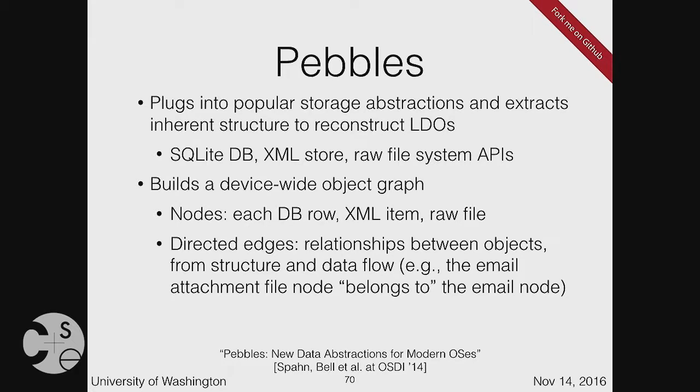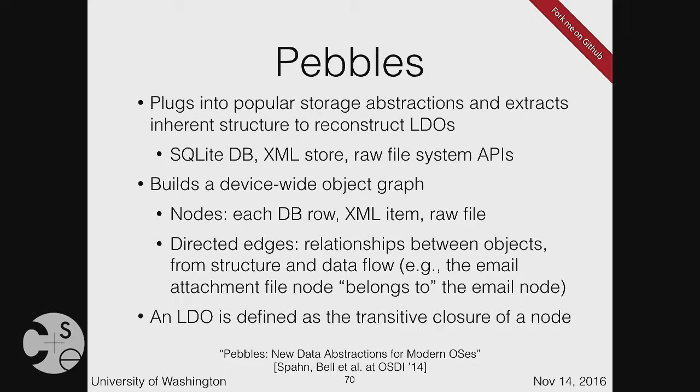Each node is one of these atomic units of persistence, like a row in a database or an item in an XML file or a raw file that we know nothing about. And then we put edges on this graph, both by using the structure that we uncovered, but also by doing this dynamic data flow analysis. So we can see things that are related through data flow, and that tells us with a pretty strong intuition that there's some connection between them. And then these LDOs, like the email, are the transitive closure of everything in that node.